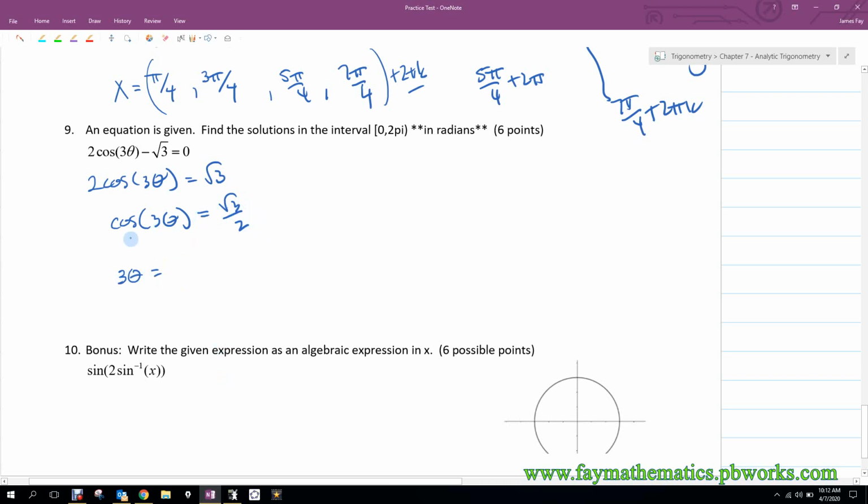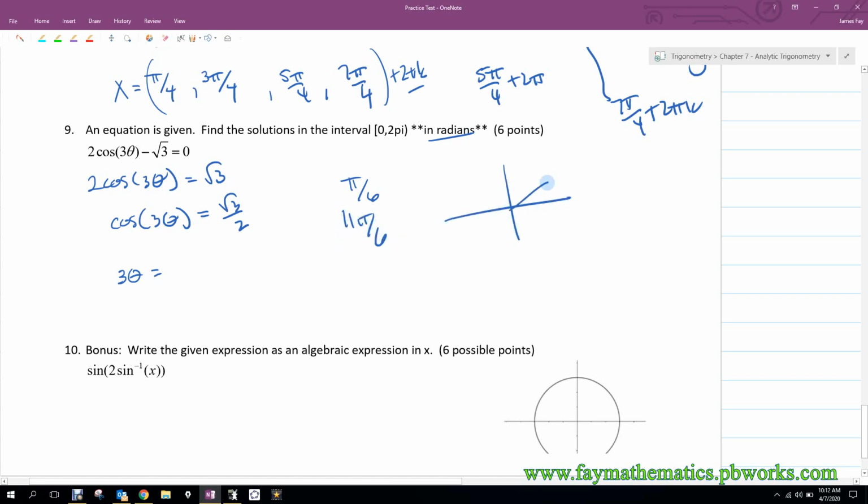Okay? And it's cosine. So think about our cosine. When is it radical 3 over 2? So we want radians. Cosine is radical 3 over 2 at pi over 6. And then again at, not 7 pi over 6, 11 pi over 6.